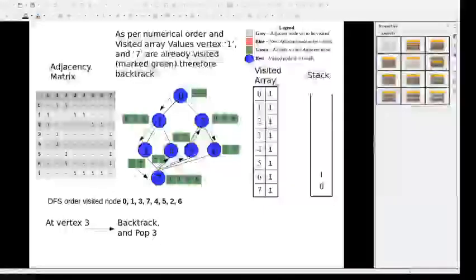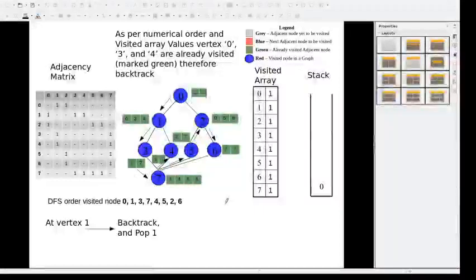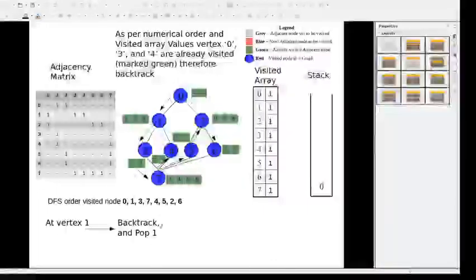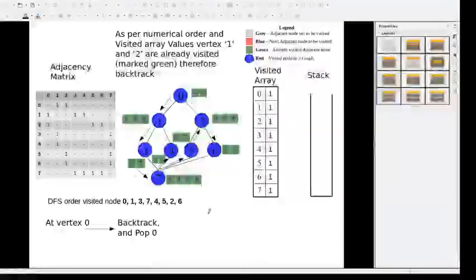So the next vertex to be visited will be 1. Again when I come to vertex 1, the adjacent vertices for 1 are 0, 3, 4. Again I will see the visited array, all are marked green, and therefore it indicates that I should perform the backtrack operation. So I will remove the element from the stack top. So 1 is removed from the stack. So the next node I should visit will be 0. When I come to 0, I will come to know that the adjacent vertices for 0, 1 and 2 are also visited. So I need to perform the backtrack operation again and remove the element from the stack top.